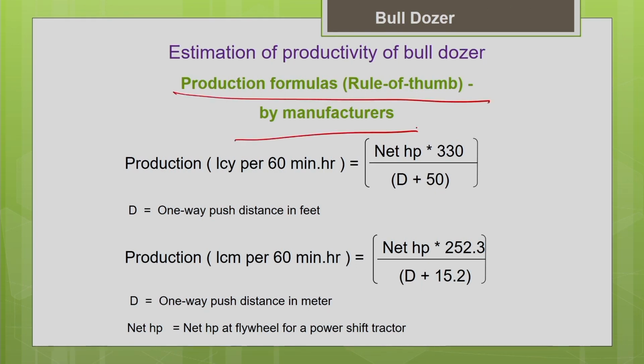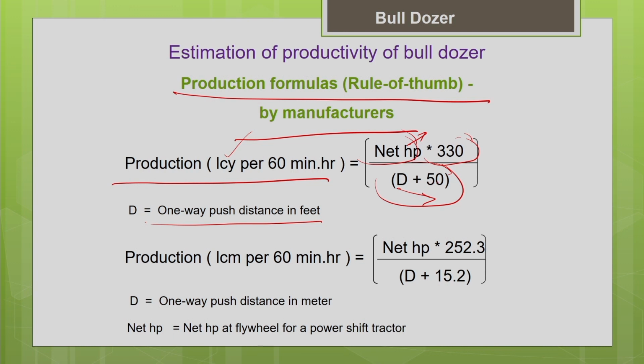Another shortcut method: there are some thumb rules provided by the equipment manufacturers. If you know the horsepower of the tractor and the dozing distance, the one way push distance, you can directly estimate the productivity of the bulldozer. It is nothing but net horsepower multiplied by 330 divided by D plus 50, where D is your one way push distance or dozing distance in feet. The resulting value of production will be in loose cubic yards per 60-minute hour. That means it is considered that the machine is operating for 60 minutes in an hour.